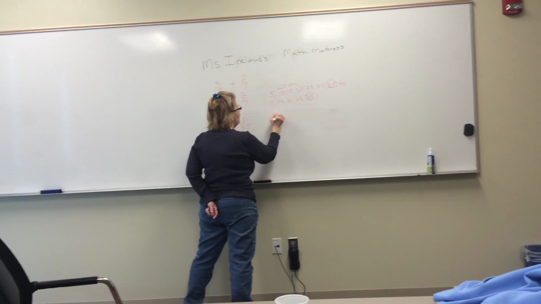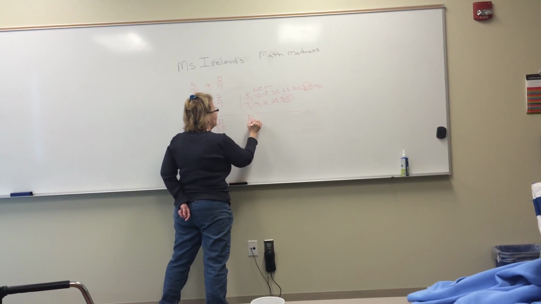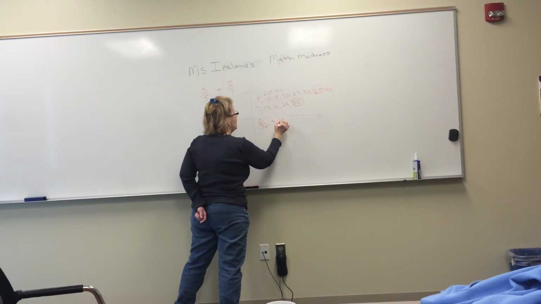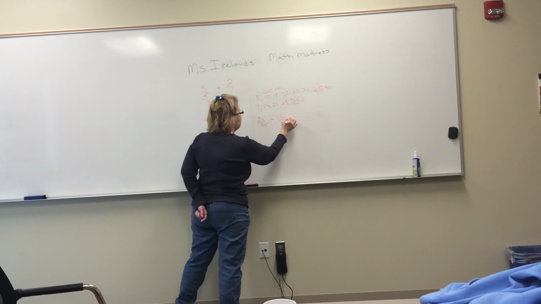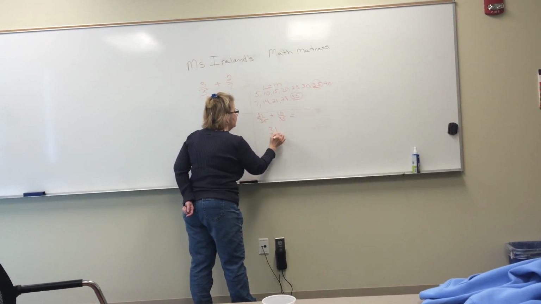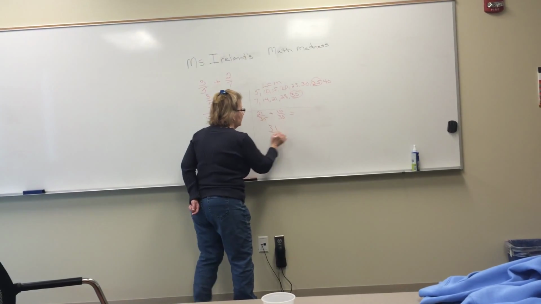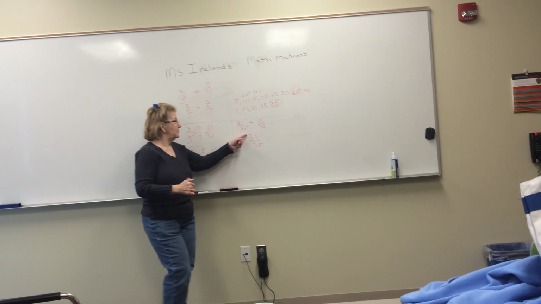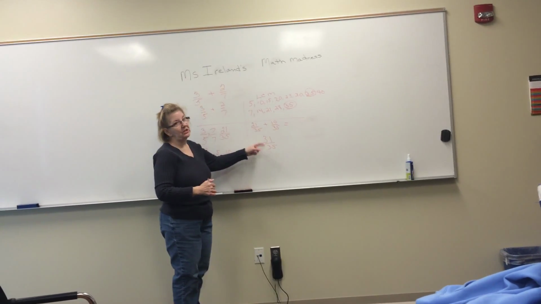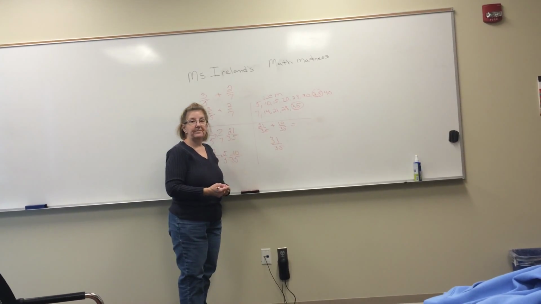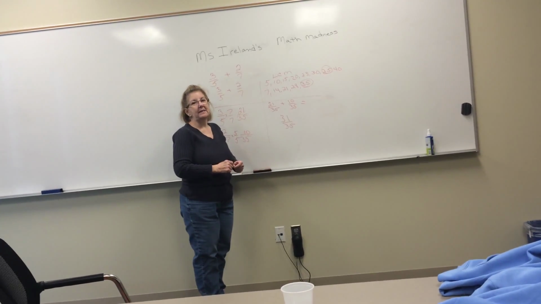So then we have 21/35ths plus 10/35ths equals 31/35ths. Is that simplified? Is that as low as it can go? Are there any numbers that go into the numerator and also the denominator evenly? If not, we're good. Great job, guys.